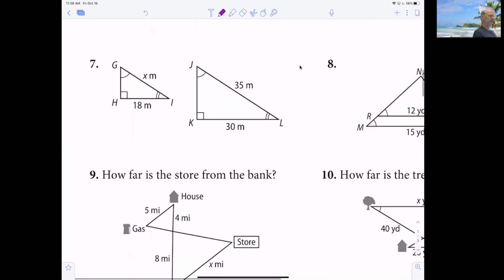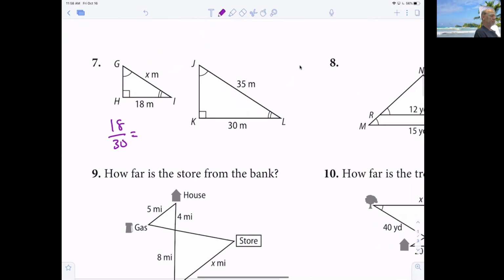Luca, you do 18 over 30, and then the equals, the x on top and 35 on the bottom. There we go. 18 over 30, x over 35. Cross multiply and divide for me. And then x is 21. So x equals 21. Super happy with that. KK, is that good?